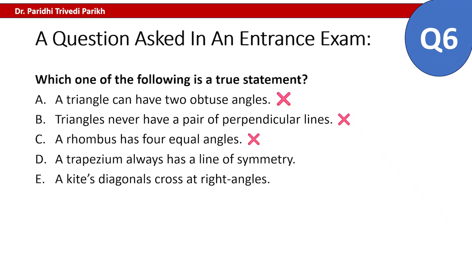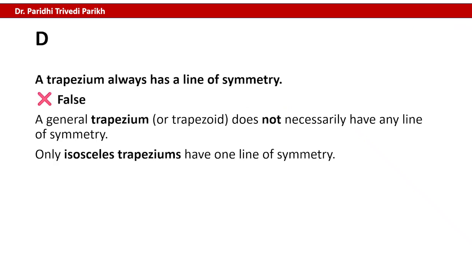But please understand, you can have a question that a square is a rhombus and it has 4 equal angles. So that is a special case. We cannot say a generalized statement is true based on a special case, right? Now fourth statement, D. A trapezium always has a line of symmetry. That's false. A general trapezium or trapezoid does not necessarily have any line of symmetry. It is just that an isosceles trapezium has.